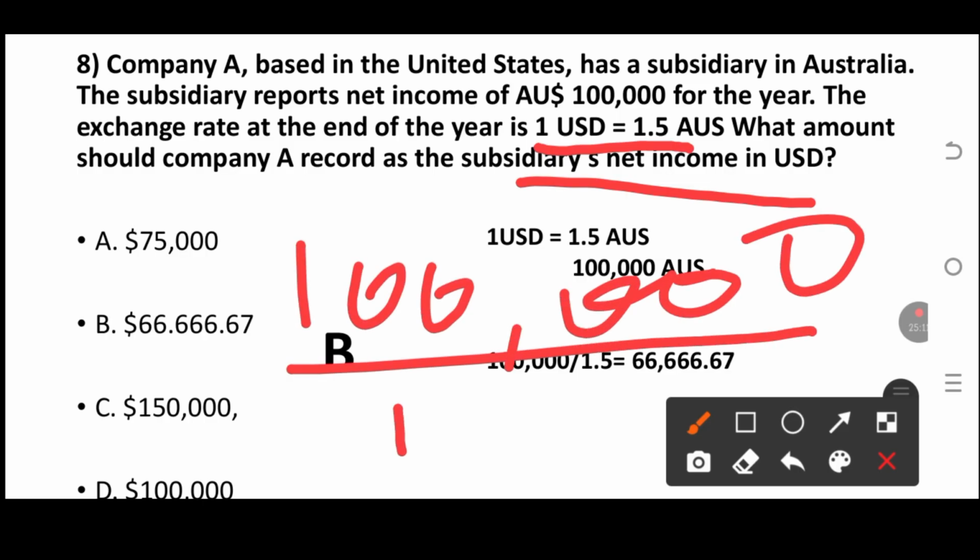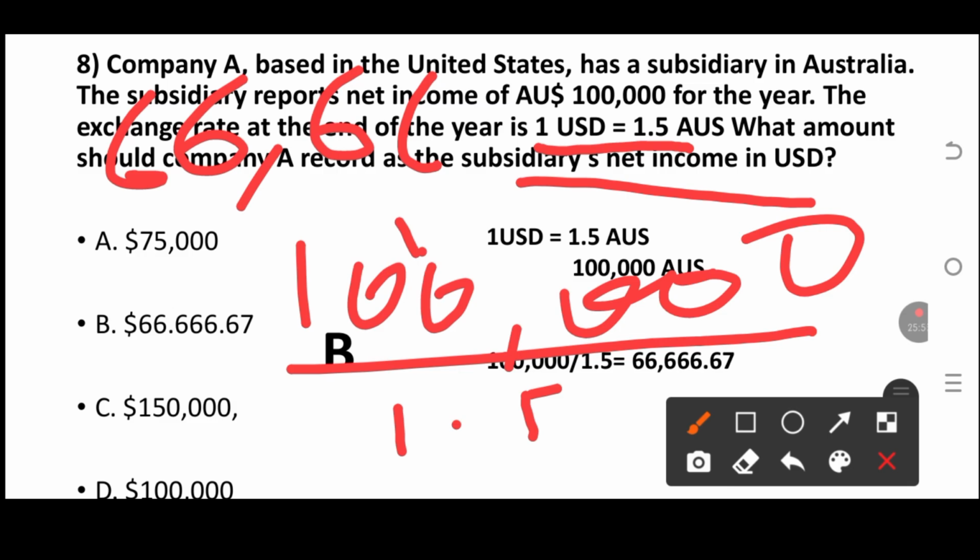Divide 100,000 by 1.5. Six times 1.5 becomes around 9, then the remaining, again 6 times, and again 6 times, and the answer becomes around 66,666.67.